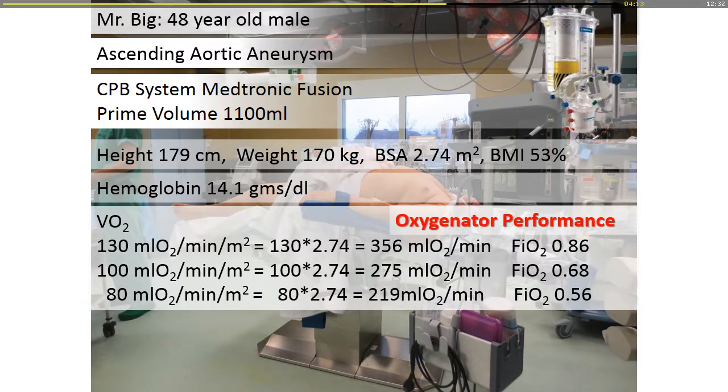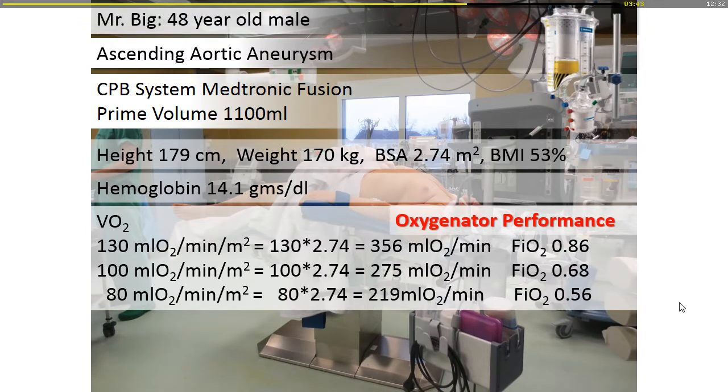What I do is calculate for my oxygenator performance. Is this patient suited for one system? I start calculating his surface area using 100 per meter squared, using 80 because we're going to cool down to 34 with this patient, and using 130 as an area of reserve, in case this patient is more metabolically active than I really think, so I know where my limits are.